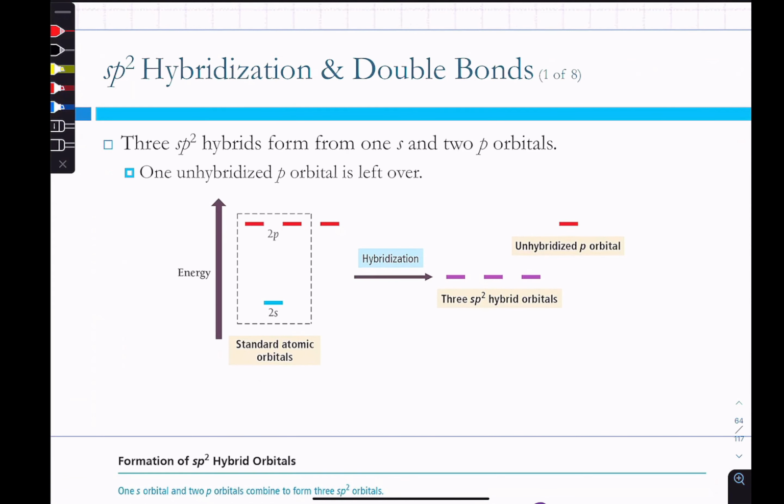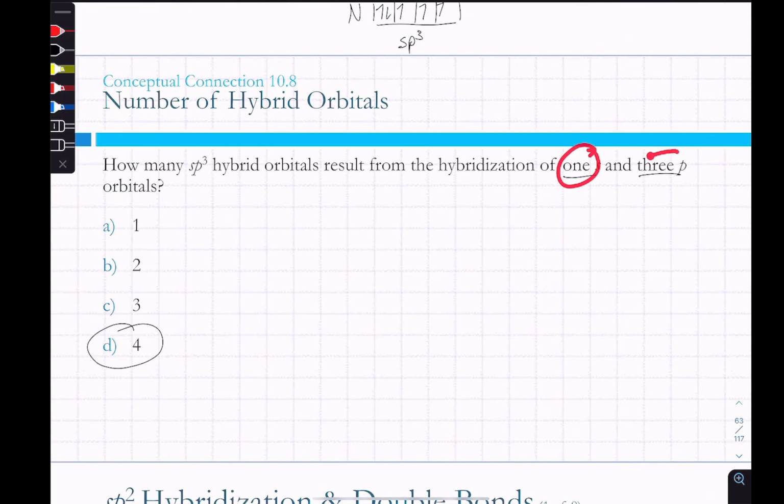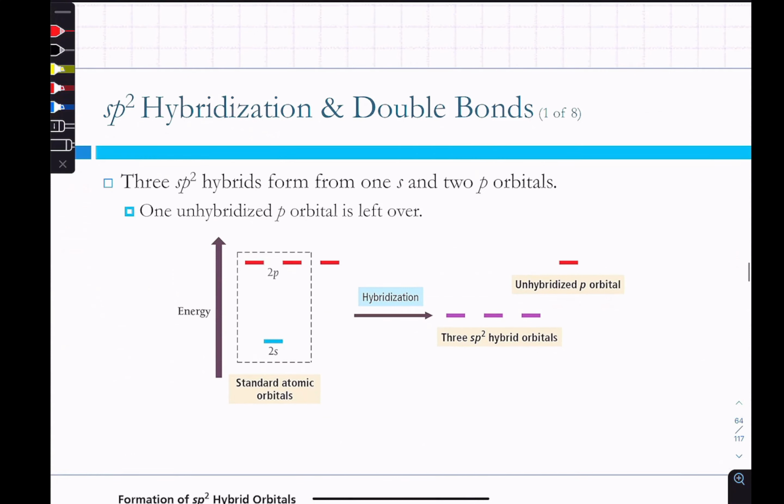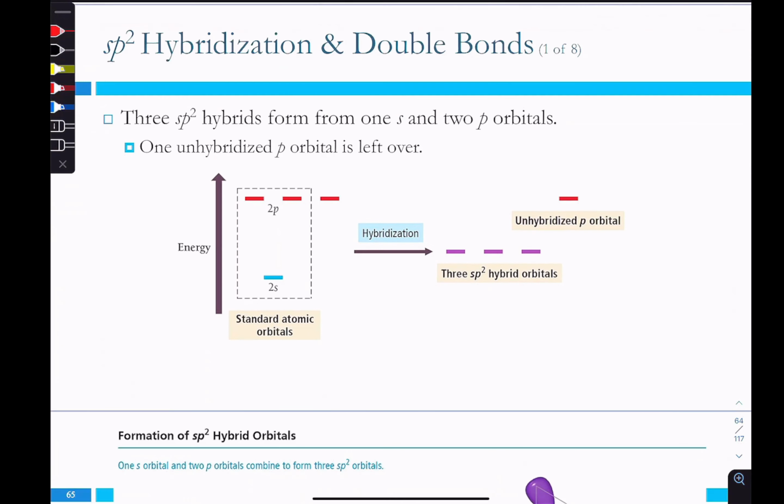All right, so yeah, the number of regular orbitals that go in equals the number of hybrid orbitals that you get out. And that'll extend even into more orbitals. Now, when we're doing double bonds, we get something a little bit different. Our regular bonds form from these hybrid orbitals. If we have leftover p orbitals, that's where our double bonds come from.